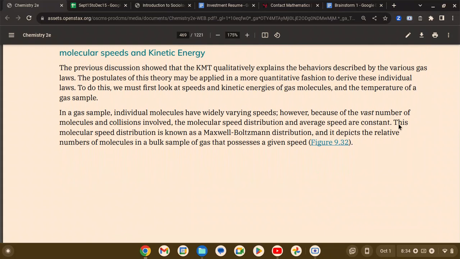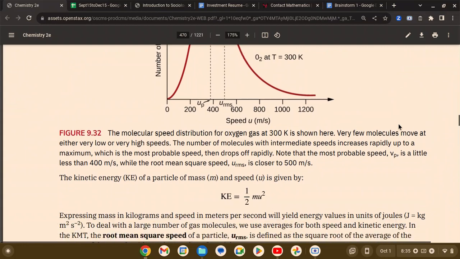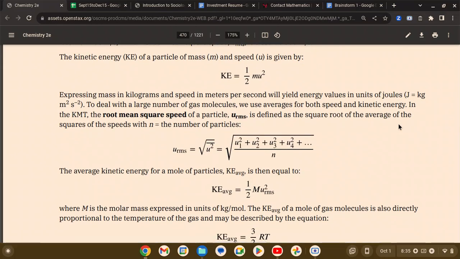However, because of the vast number of molecules and collisions involved, the molecular speed distribution and average speed are constant. This molecular speed distribution is known as a Maxwell-Boltzmann distribution, and it depicts the relative numbers of molecules in a bulk sample of gas that possess a given speed. The kinetic energy of a particle of mass m and speed u is given by KE = 1/2 mu squared. Expressing mass in kilograms and speed in meters per second will yield energy values in units of joules.